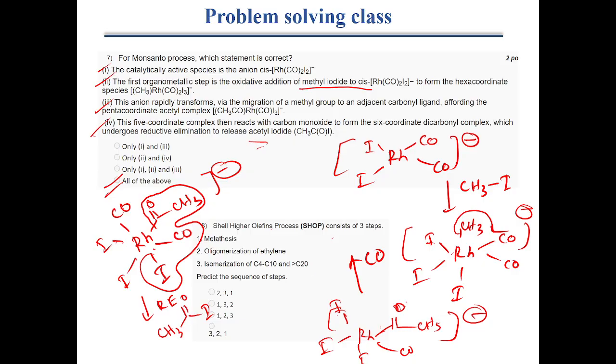So this is the olefin process. The Shell higher olefin process consists of three steps. The order of the options: metathesis, oligomerization of ethylene, isomerization of C4 to C10 and greater than C20. So first, what happens in this case? Oligomerization of ethylene happens. First ethylene molecules oligomerize, and then isomerization of the C4 to C10 compounds happens, and then metathesis happens. So in this case, 2, 3, 1 is the sequence.